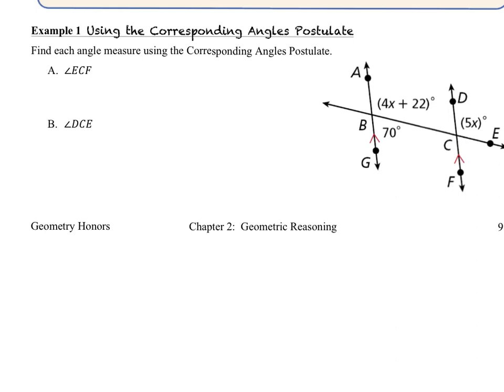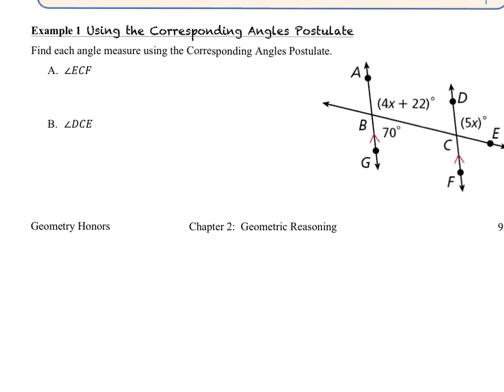Example 1, using the corresponding angles postulate. Find each angle measure using the corresponding angles postulate. So angle ECF is what we're going to need to find. This angle right here. Well, what is that corresponding to? Remember, if I pick up these 4 angles and I drop them onto the next 4, what would be in line and sitting in the same position as ECF? That would be the 70-degree angle. So ECF is also 70 degrees.